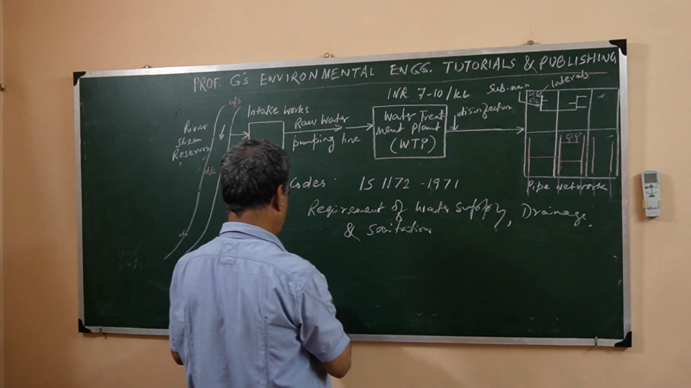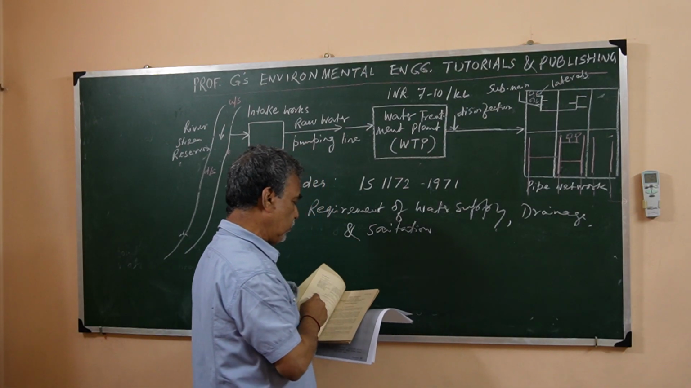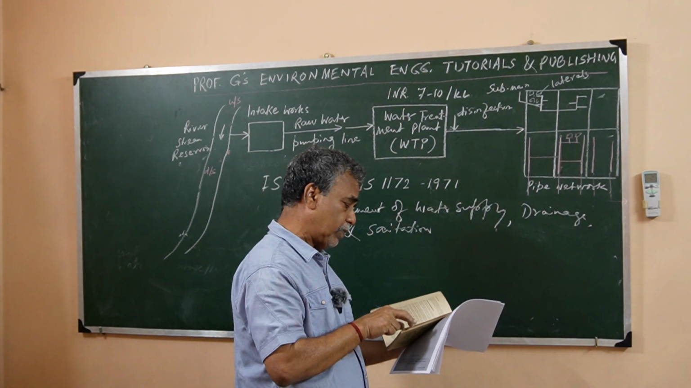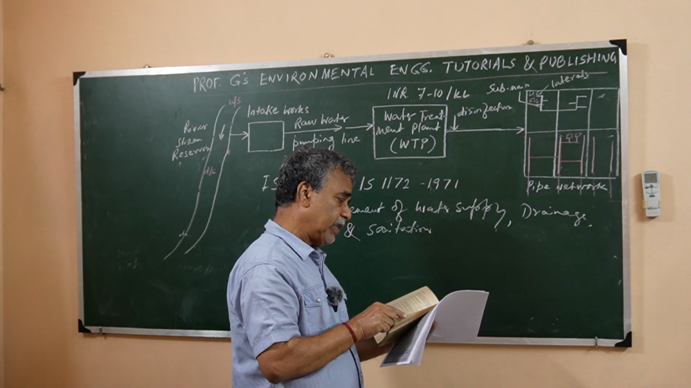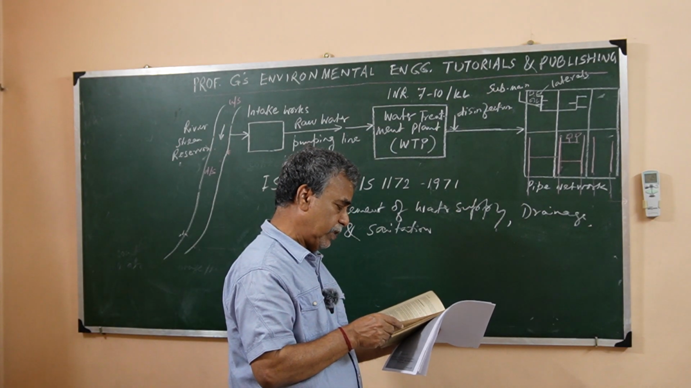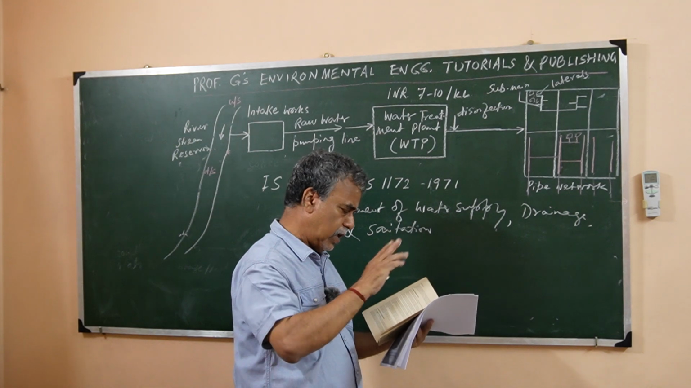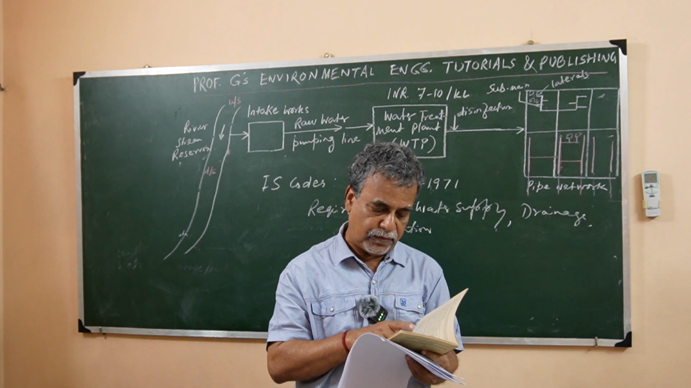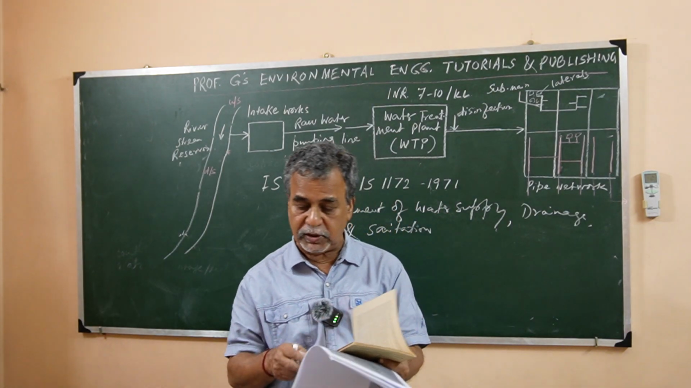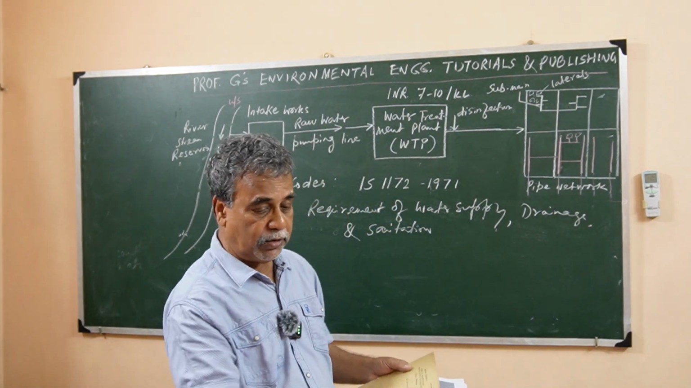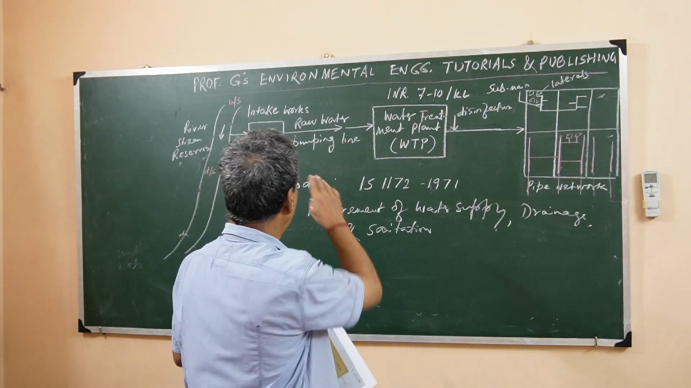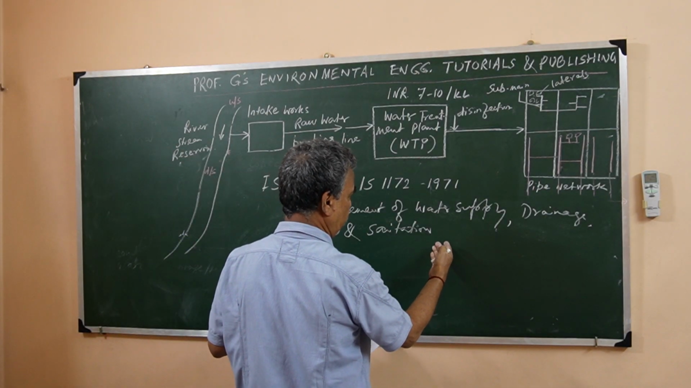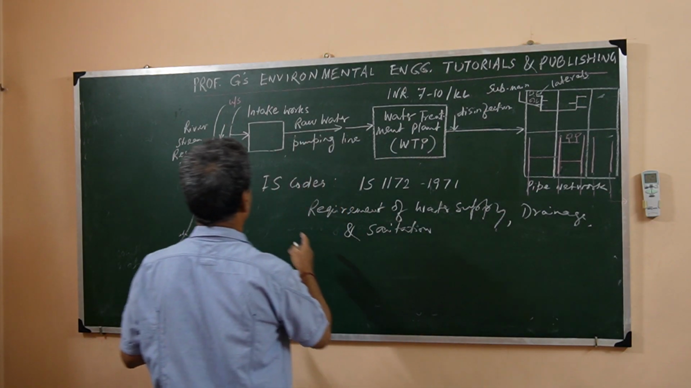So this is 1172. And here you will get, for different types of water supply, in residences, then other than residences, hostels, hotels, offices, factories, hospitals, schools, cinema halls, all these will be available here. Based on that we calculate or estimate the water supply demand.